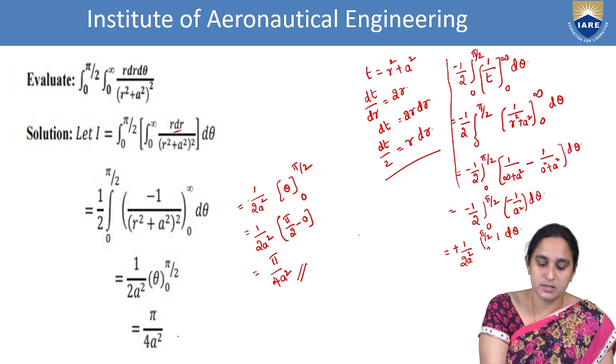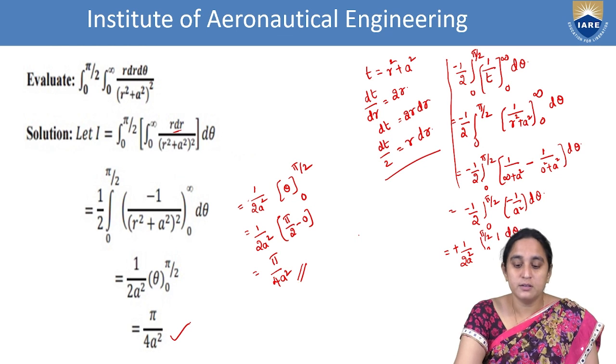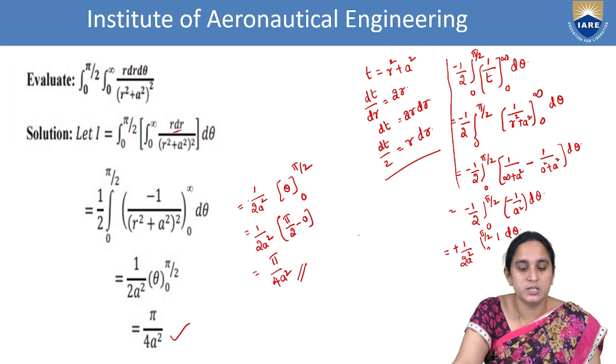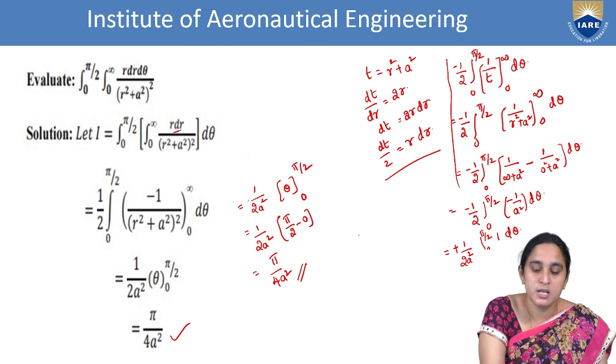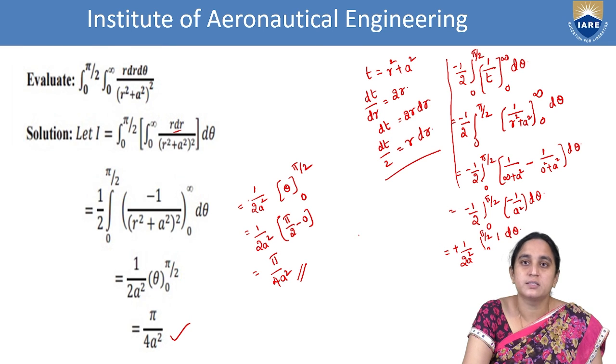That's the final answer. Therefore the final answer for the third question, the integral 0 to pi by 2, integral 0 to infinity, r dr d theta by (r square plus a square) whole square, is pi by 4 a square. This is the answer for the third question.